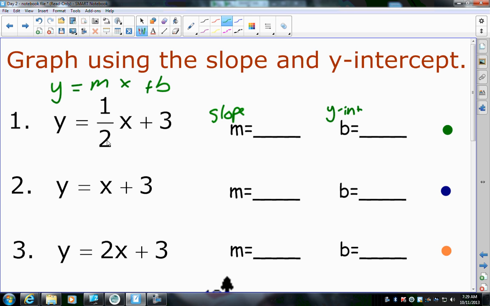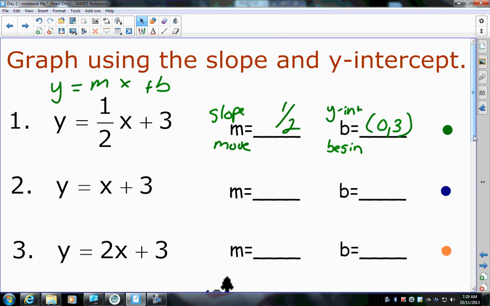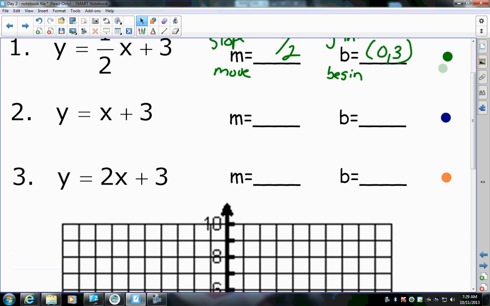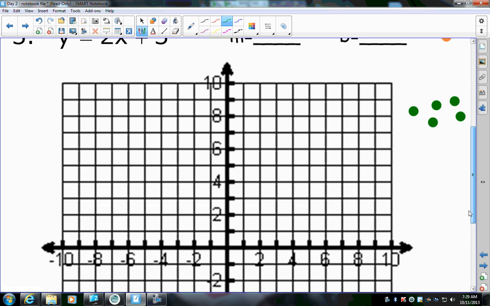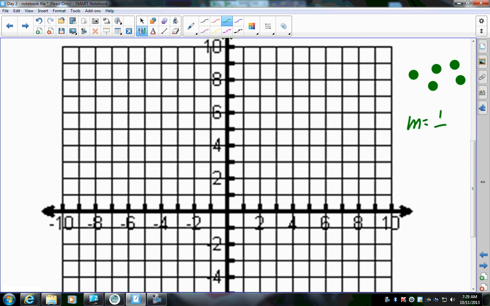So as I look at this, I know my slope is 1/2. My b, my y-intercept, is 0.3. Now remember, we're going to use the b to remember how to graph. The b is going to tell me to begin there. The m is going to tell me how I need to move. So I need to pull down these because the graph is way down here. Let's see, I have 1/2 and 0.3. M is 1/2. B is 0.3.